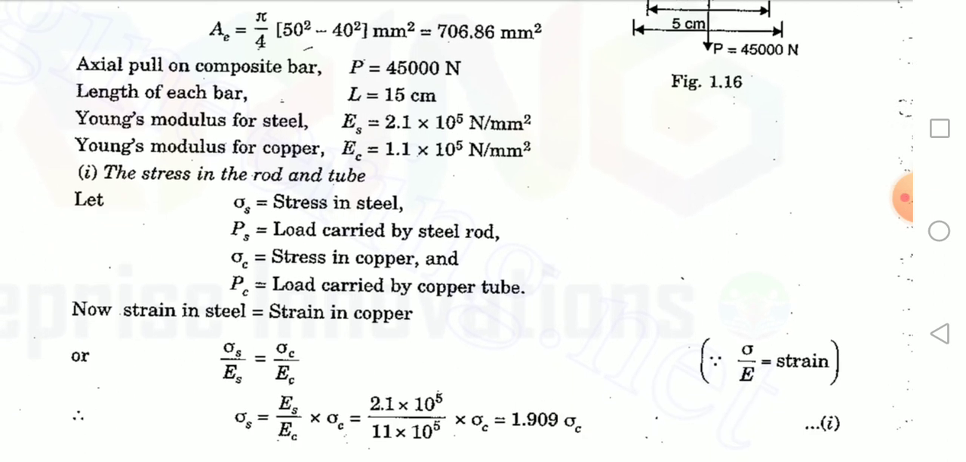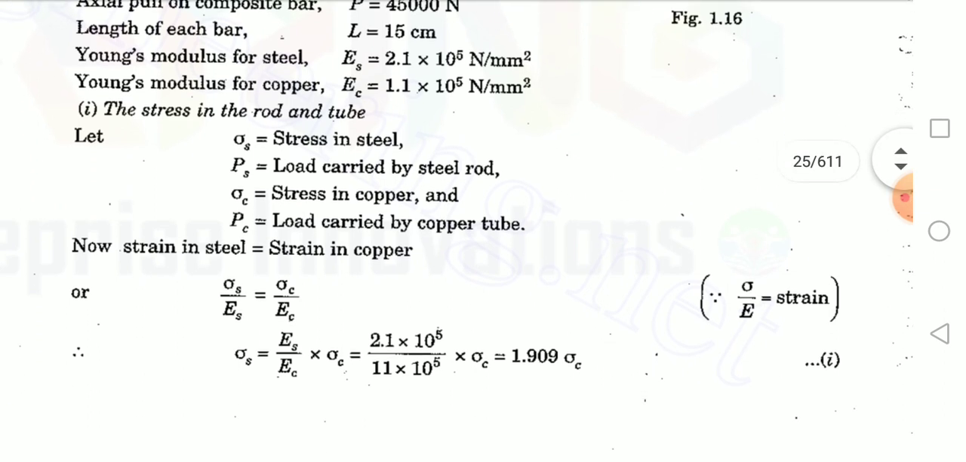Okay, now see here, the load is totally acted on the composite bar, therefore the strain in steel rod equal to strain in copper tube. So strain of copper equal to strain of steel. You know that stress by Young's modulus equal to strain. So sigma S by ES equal to sigma C by EC.